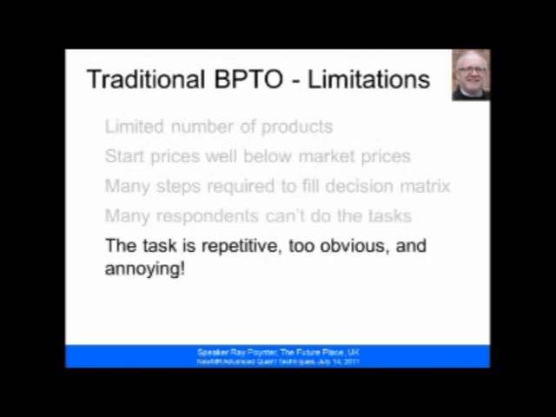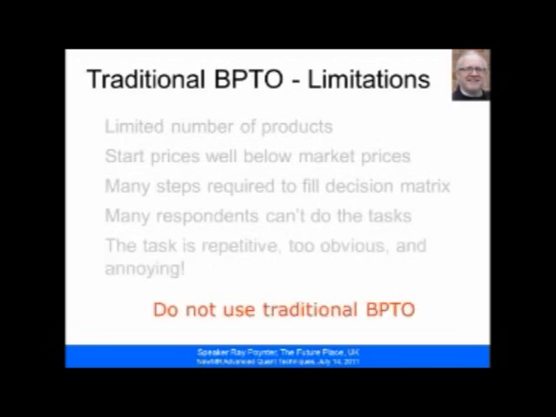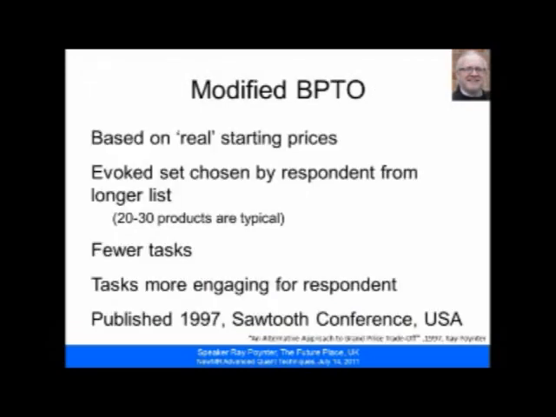The task is incredibly repetitive. You pick one and it goes up. You pick one and it goes up. It's too obvious and it's too annoying. So, strong recommendation, don't use the traditional brand price trade-off. So, we can modify that. How about we start on real prices?